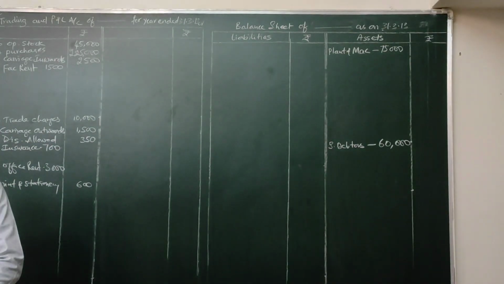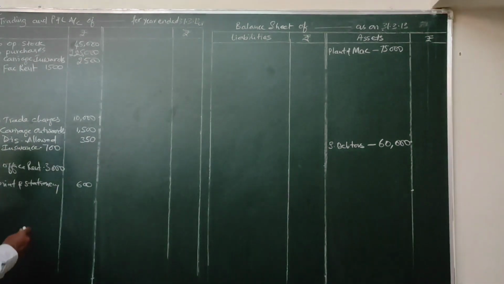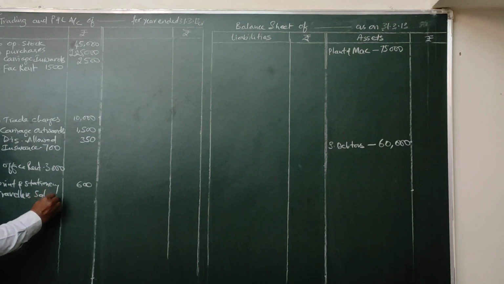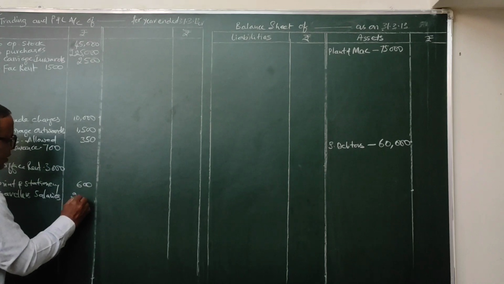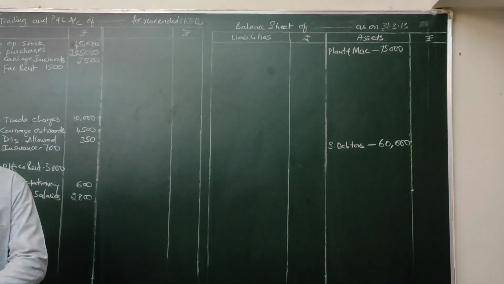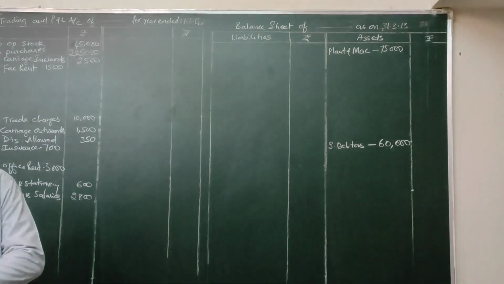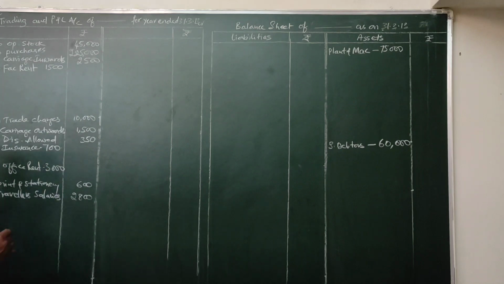Then again travelers salaries. Travelers salaries are again indirect expenditure. Profit and loss account debit side. To travelers salaries. It is 2800. So 2800 you take it. Then again advertising. Advertising is once again an indirect expenditure. So profit and loss account debit side, to advertising.